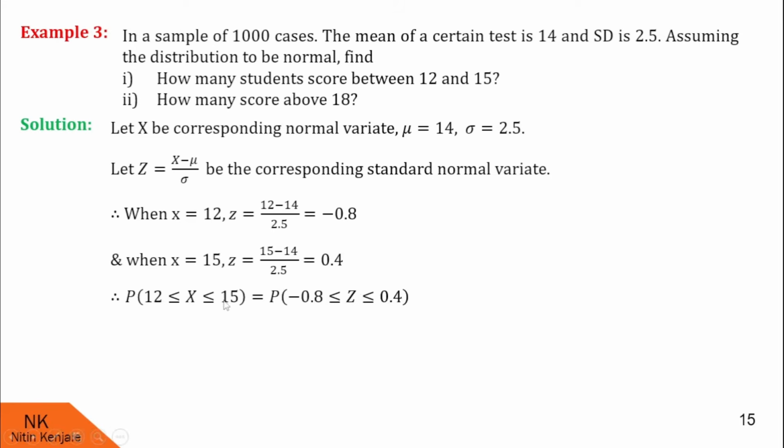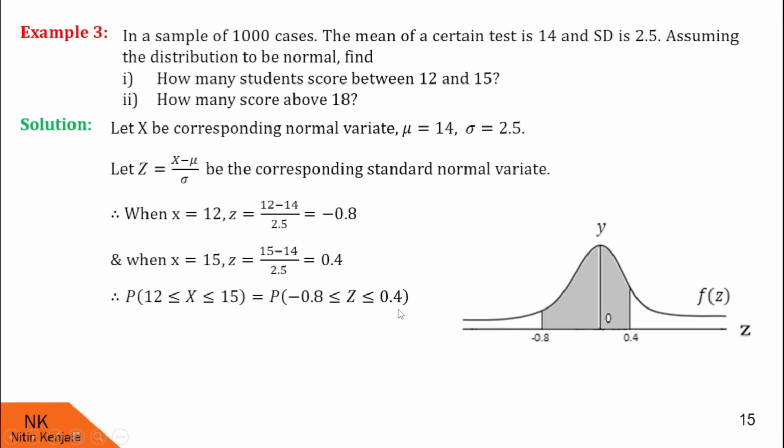Therefore, probability that x will take value between 12 and 15 is same as probability that z will take value from minus 0.8 to 0.4. This can be shown in a graph as follows. Here is z is equal to minus 0.8. Here is z is equal to 0.4. We want to calculate this area from minus 0.8 to 0.4.